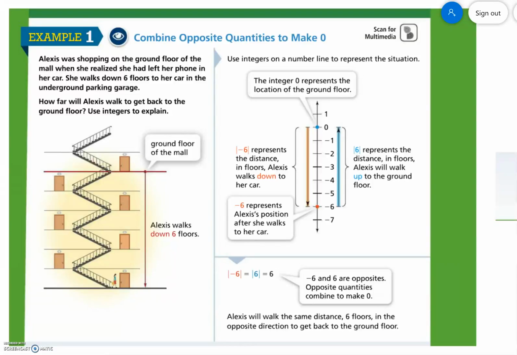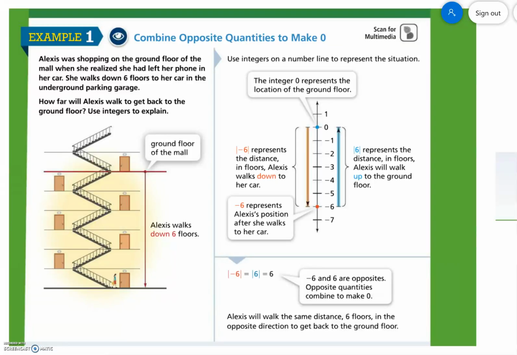Please turn to the page that looks like this. It says example 1. This is in lesson 1-1. We are going to combine opposite quantities to make 0. Opposite meaning one is positive and one is negative, but they are the same number.